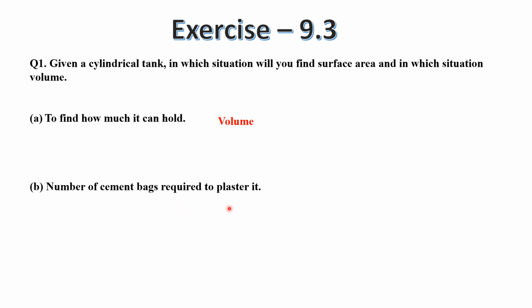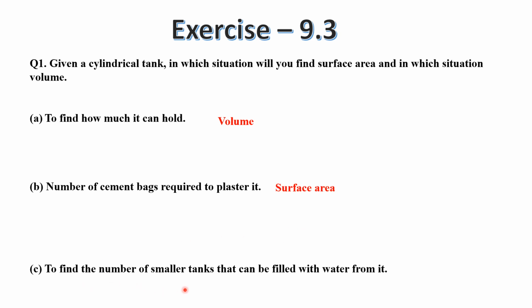Number of cement bags required to plaster it. Now to plaster a cylindrical tank, you are going to plaster on the surface area of the tank, right? So in this case, you have to find the surface area. Now to find the number of smaller tanks that can be filled with water from it. So in this case also you have to find the volume because it is asking what is the number of tanks that can be filled.